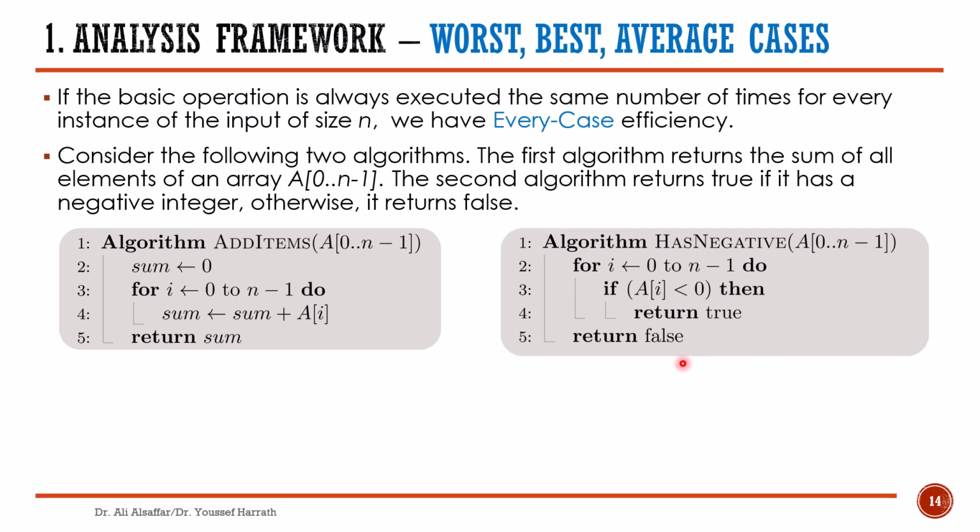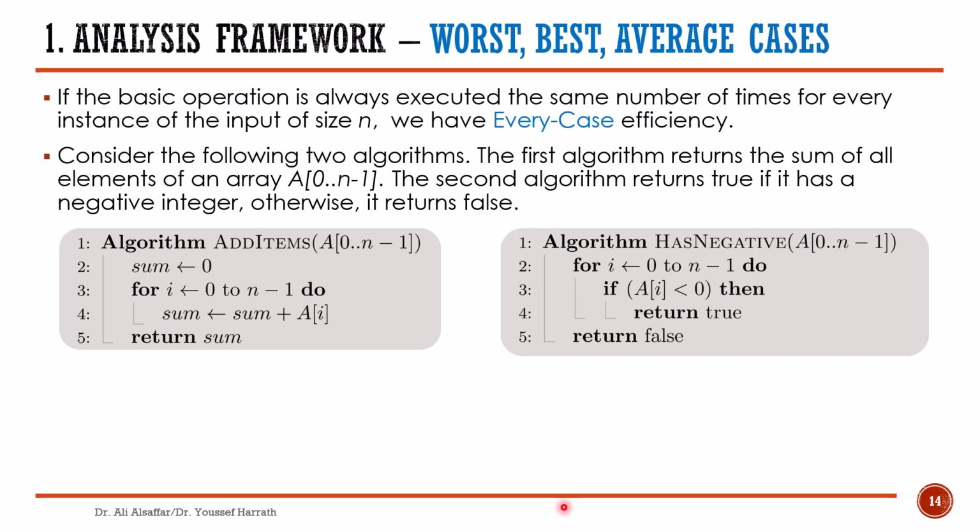The basic operation is the comparison operation at line 3. But is the algorithm going to execute this basic operation the same number of times for every array of size n? That's what we need to know. If we have an array of size 7, will the number of comparisons always be the same for every instance of an array of size 7?